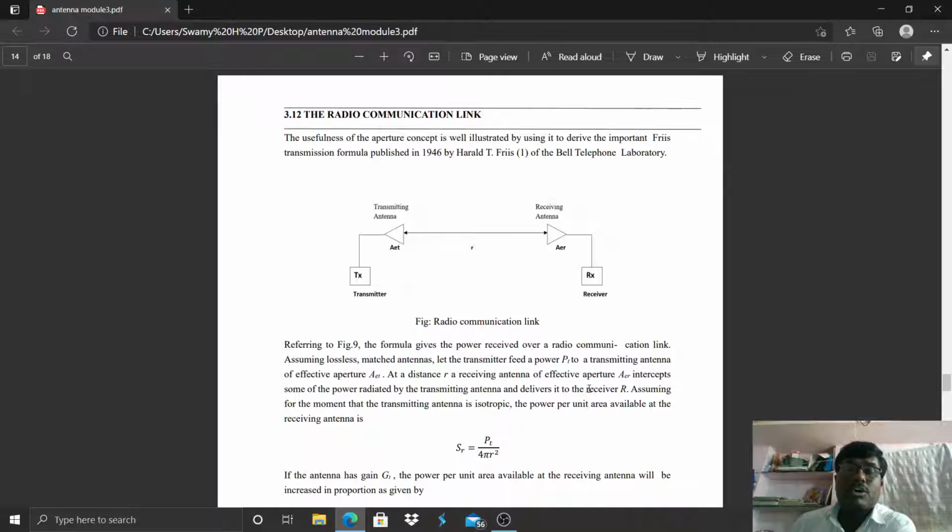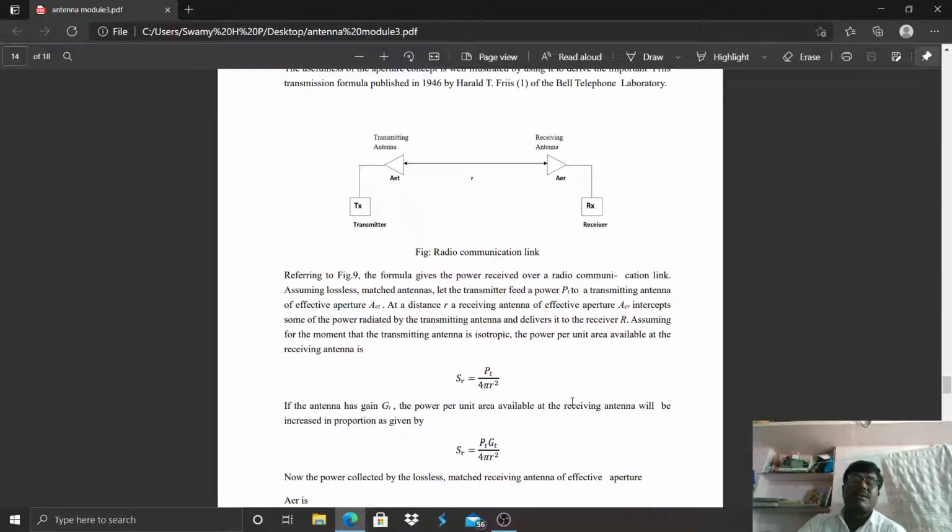At the receiver, we have to assume that the transmitting antenna is isotropic, because the transmitting antenna has to radiate power equally in all directions, so the receiving antenna will also be an isotropic antenna. It accepts, or intercepts, or collects the maximum power from all the directions equally. So the power per unit area available at the receiving antenna is SR equal to PT divided by 4 pi R square.